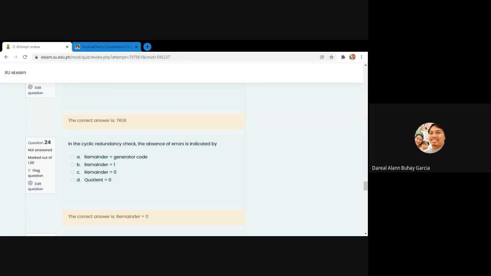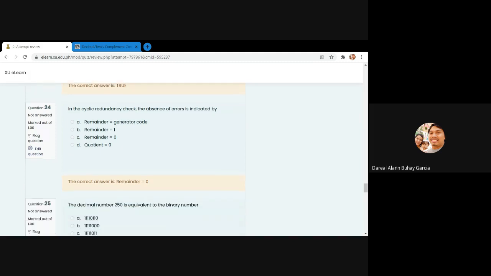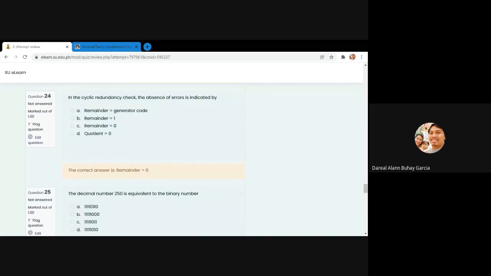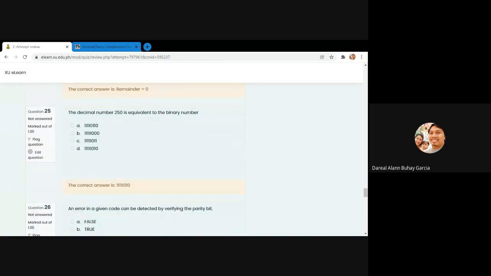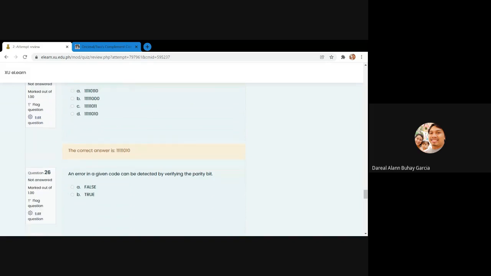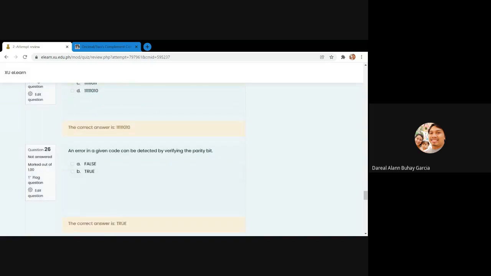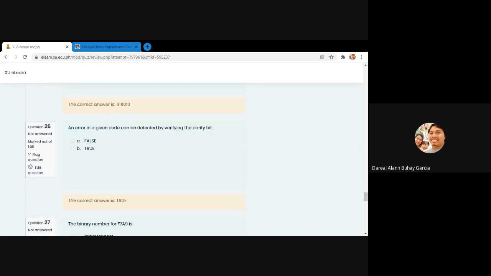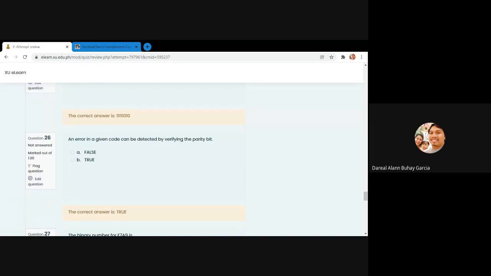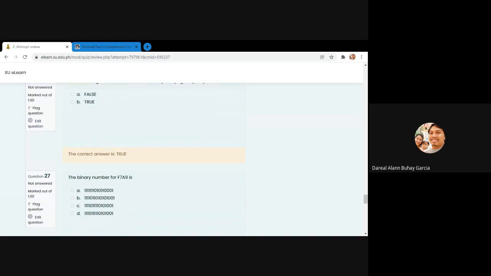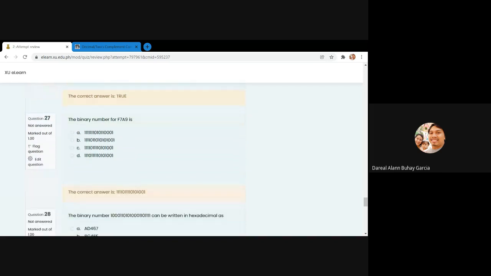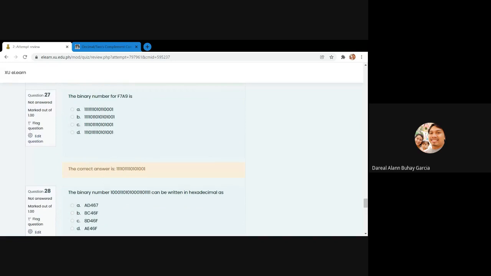Okay, C. Decimal number to 50, convert na siya. An error in a given code can be detected by verifying the parity bit. True? True. The binary number for F7A9, convert na siya. The binary number can be written in hexa as, convert gihapon.